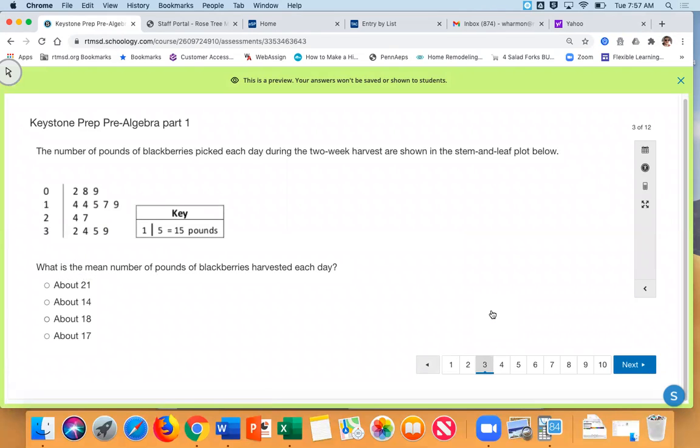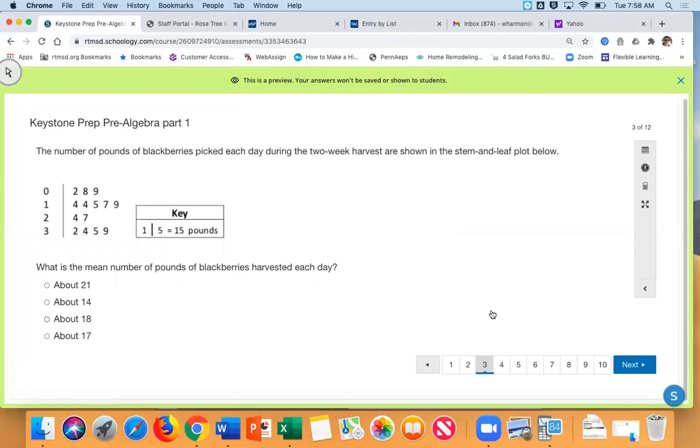All right, number 3. Now this is where that pre-algebra stuff really starts to kick in, that mean, median, mode. This thing is called a stem and leaf plot. It's really annoying, okay? I'm not a big fan of them. Sometimes you can get data from it real quick and other times you're just really confused.